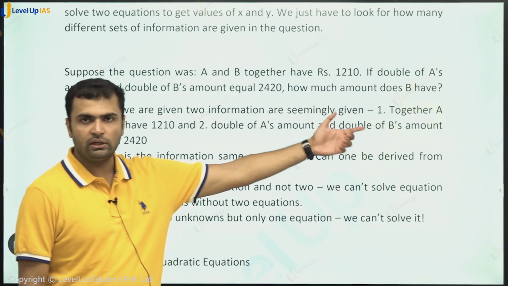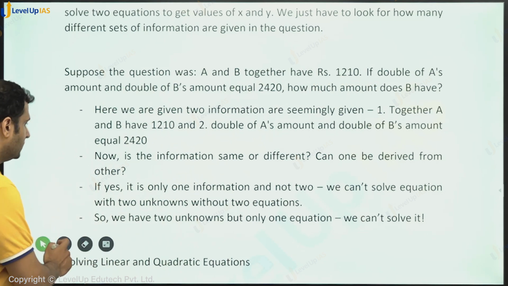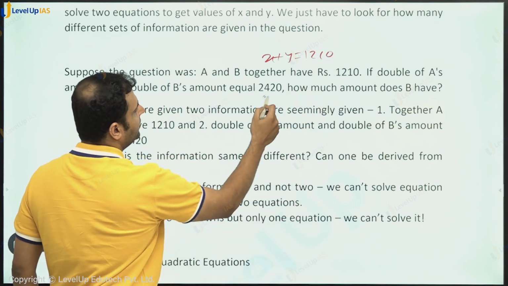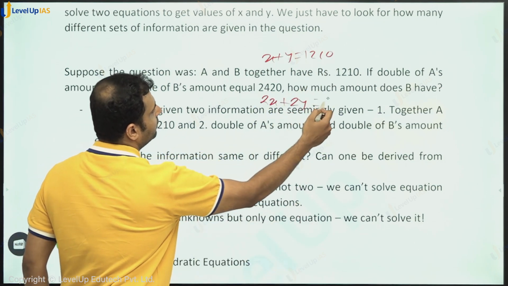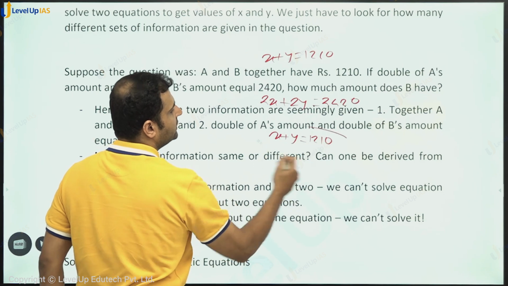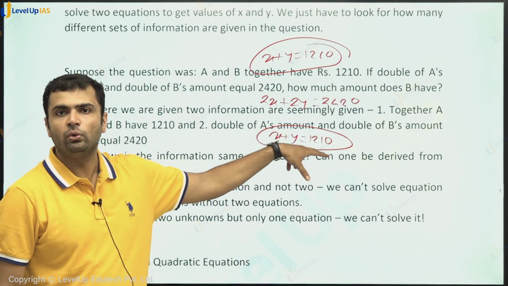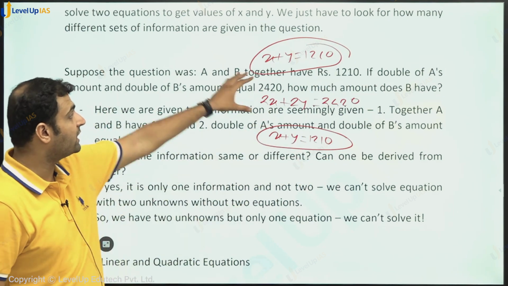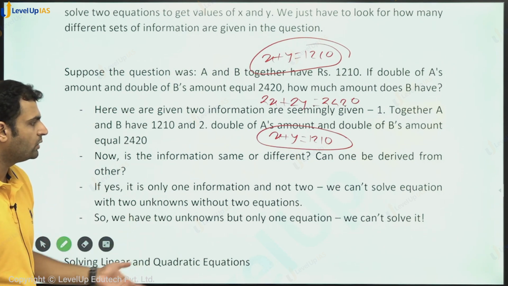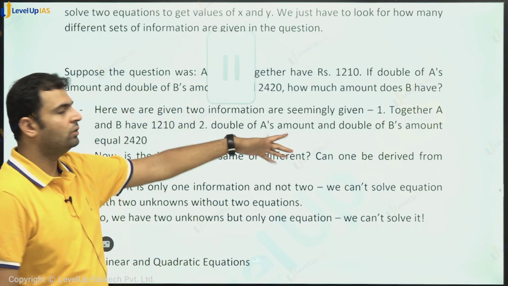if we assume two unknowns here, x and y, as we did before, then what will come? From the first information we get x plus y is equal to 1210, and from the second information, double of a's amount plus double of b's amount is equal to 2420, and if you divide this equation by 2, we'll again get x plus y is equal to 1210. Same information, so nothing new was learned here. So this is only one equation but the unknowns are two, so this question actually cannot be solved. We do not have a solution, so we have two unknowns and only one equation, so we can't solve this question; rather, this question is not solvable.